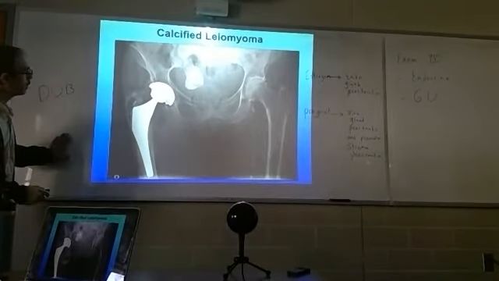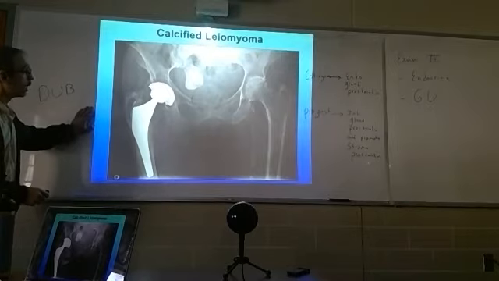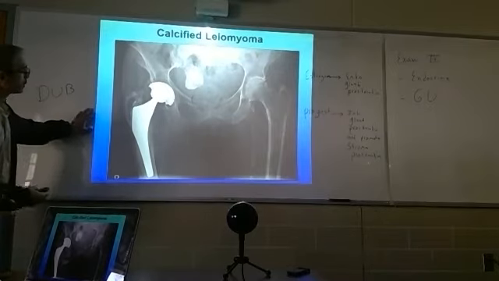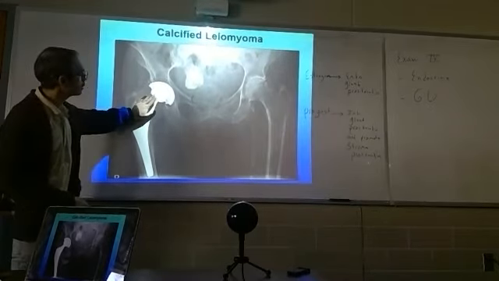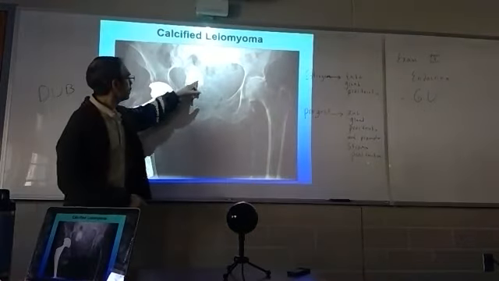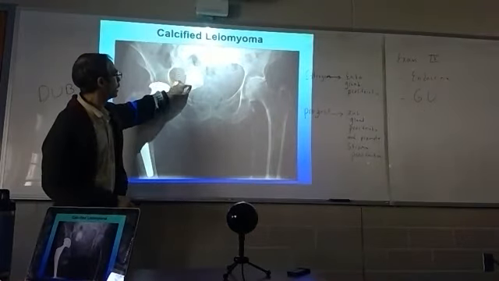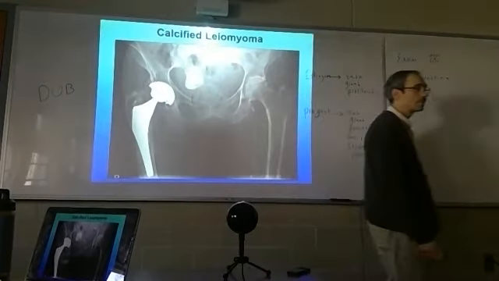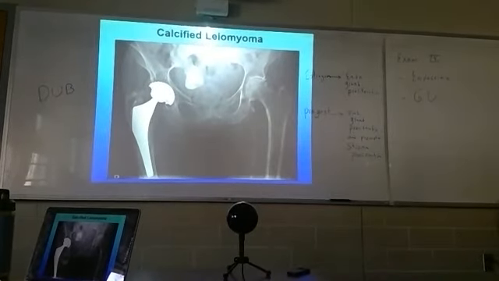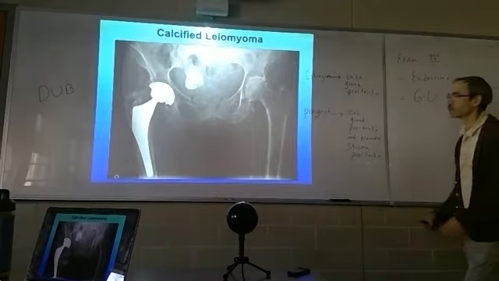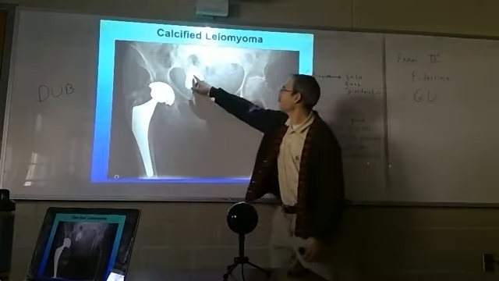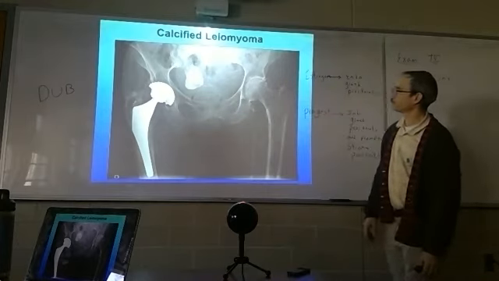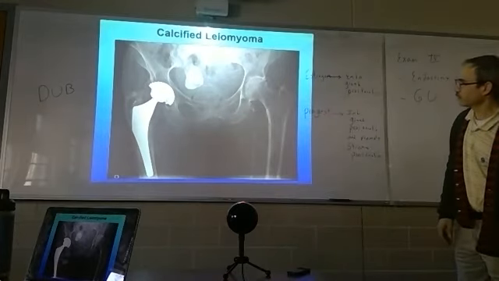Here's an example of a radiograph of an older woman's pelvis. And you can see she's got a hip replacement over here. And inside the pelvic cavity, you can see these popcorn-like calcifications. Those are consistent with calcified leiomyomas. Apparently, this woman had leiomyomas, may have had symptoms of menorrhagia, decided not to do anything about it, and the leiomyoma subsequently calcified.